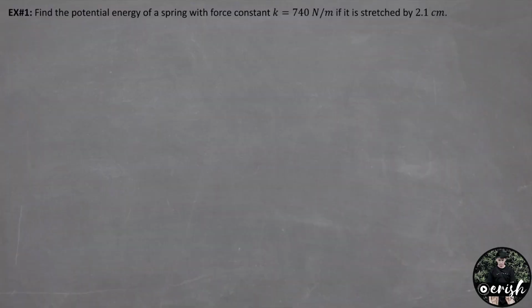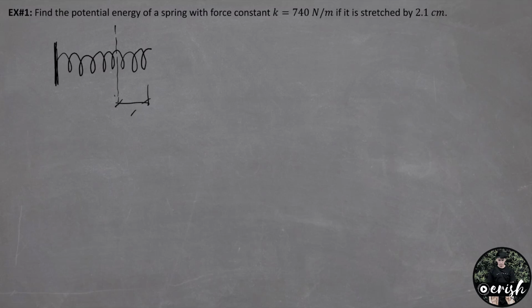Example number 1, find the potential energy of a spring with force constant k of 740 Newton per meter if it is stretched by 2.1 centimeters. For example, this is a spring, and ito yung kanyang original position na stretch siya hanggang dito. So this is the x. Ang value ng x natin is 2.1 centimeters. And ang applied force of course is to the right. We are asked to find the potential energy na ipinoprovide nung spring.